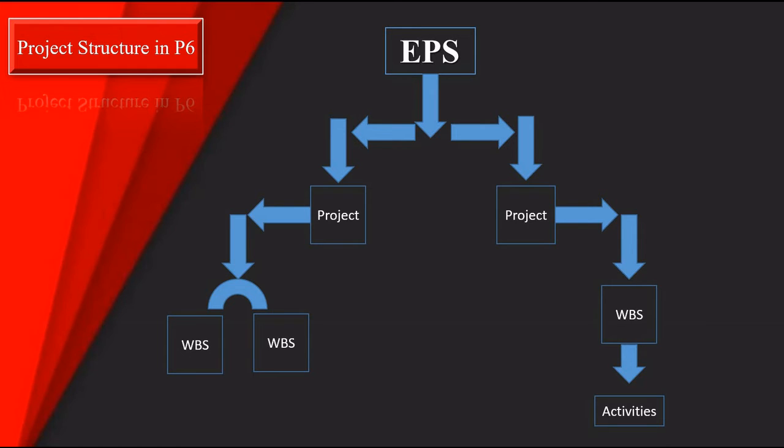WBS is called work breakdown structure. Each project is further divided into manageable smaller chunks of work or deliverables called WBS. For example, one project can be divided into hardware, software and testing. WBS can be divided up to any number of levels depending upon the requirements of the project.